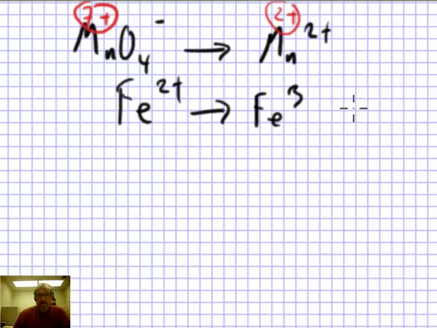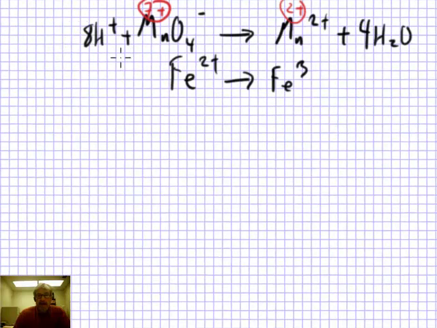Let me balance the top half reaction. The manganese is okay, but I need 4 waters to balance my oxygen on the right. That gives me 8 H pluses that I need on the left to balance the hydrogen. 8 pluses and a minus is 7 pluses, and the right-hand side is 2 plus, so that means I need 5 electrons on the left-hand side. Fe3 plus is 1 plus higher than Fe2 plus, so adding 1 electron to the right-hand side will balance that.